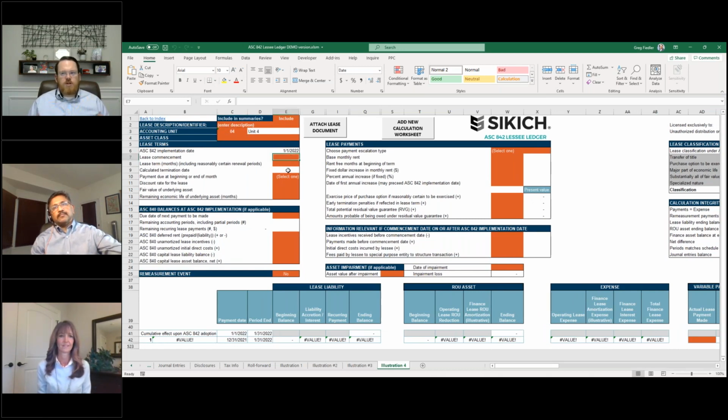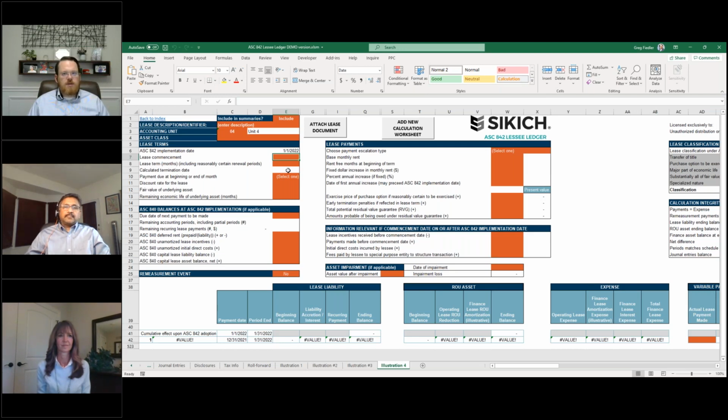But in this example, we're going to look at how we account for, how we build in an incentive, assuming that we are reasonably certain that we're going to earn it, but it's not payable until a future date. So a common example might be a real estate lease where we get access to the location to do some build out prior to our actual opening, and then our lease payments will commence.